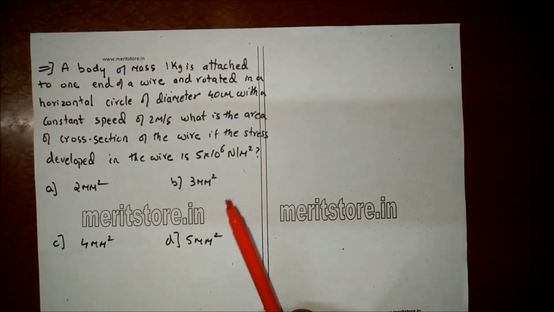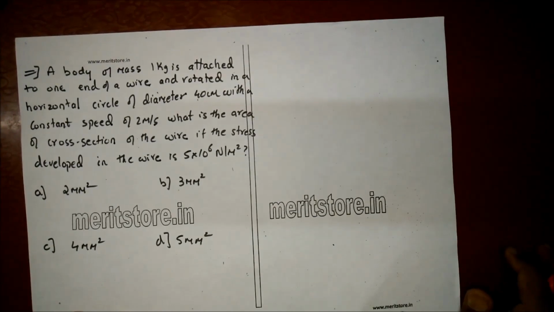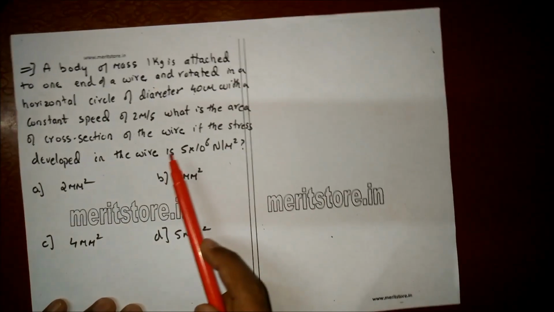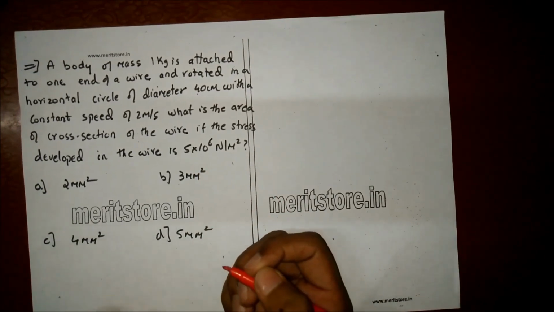A body of mass 1 kg is attached to one end of a wire and rotated in a horizontal circle of diameter 40 centimeter with a constant speed of 2 meter per second. What is the area of the cross section of the wire if the stress developed in the wire is 5 into 10 raised to 6 newtons per meter square? Now, these are the options.